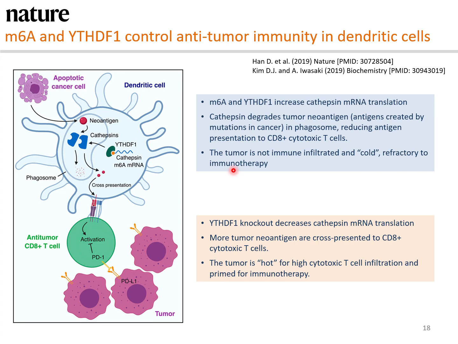If you knock out m6A reader YTHDF1, less cathepsin is produced and more tumor antigen is preserved for the antigen presentation to CD8+ cytotoxic T cells. The tumors become hot and are primed for immunotherapy.